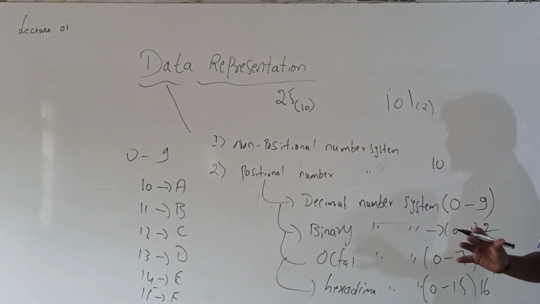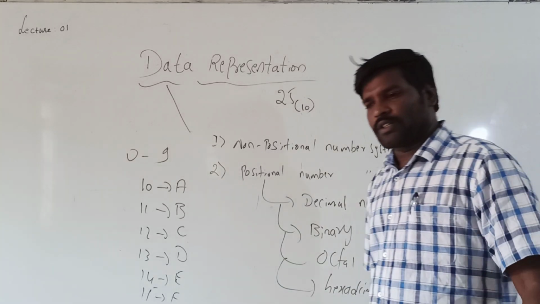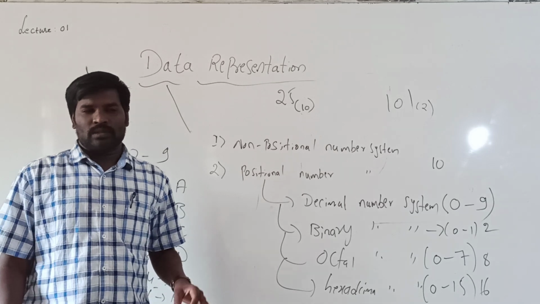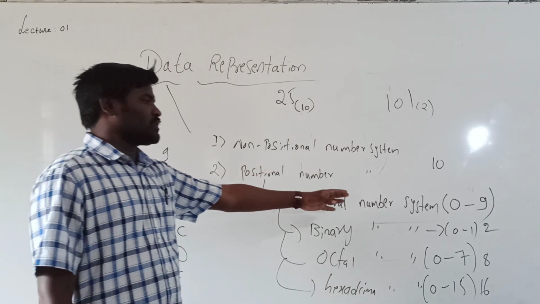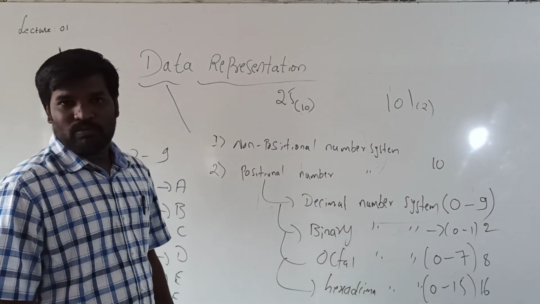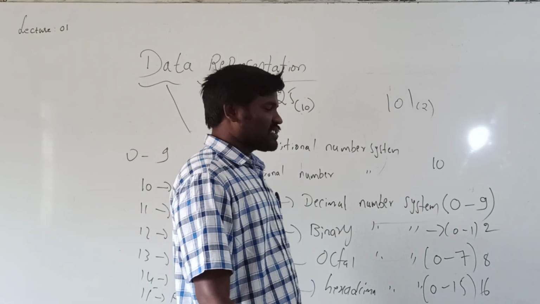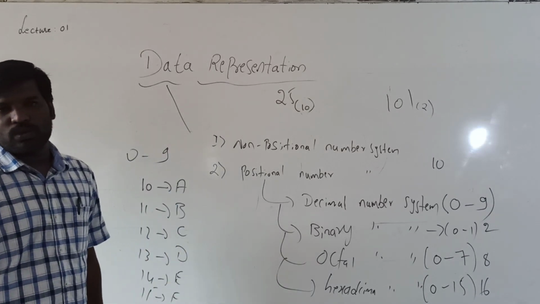It consists of 10 digits, that is 0 to 9, including 0. From 0 to 9 you have to count it. The total numbers are 10. So that's why the base of the decimal number system is 10. In binary it consists of 0 and 1, that is 2 digits. That's why the base is 2.